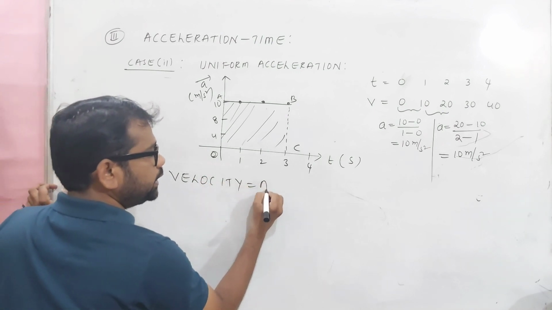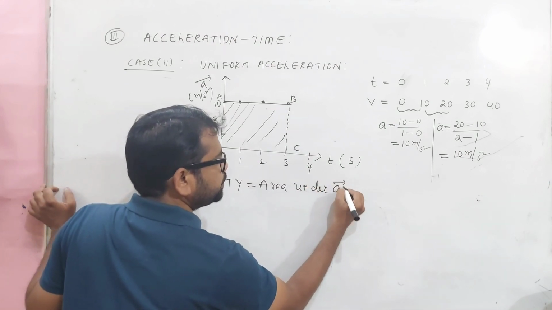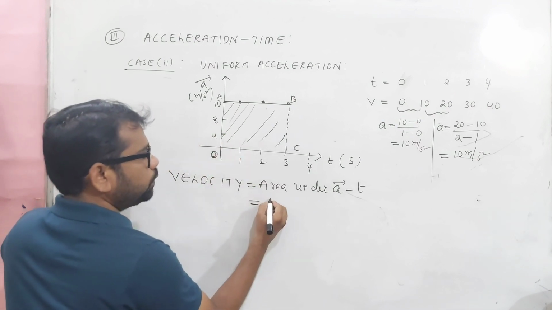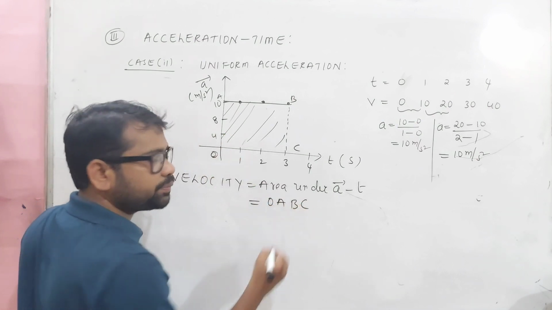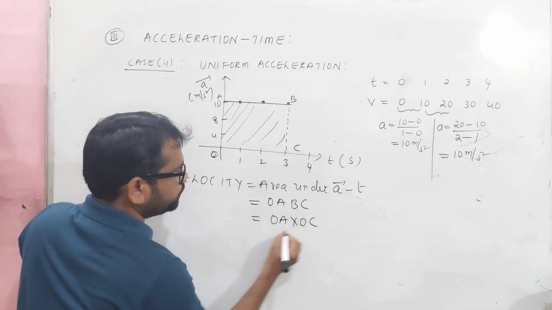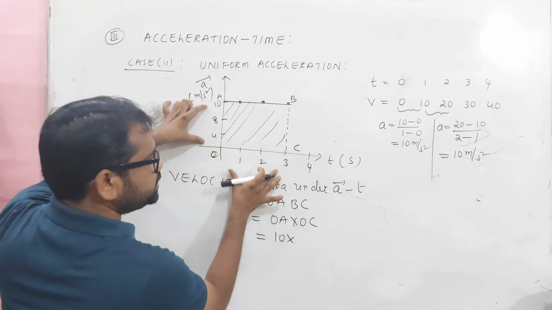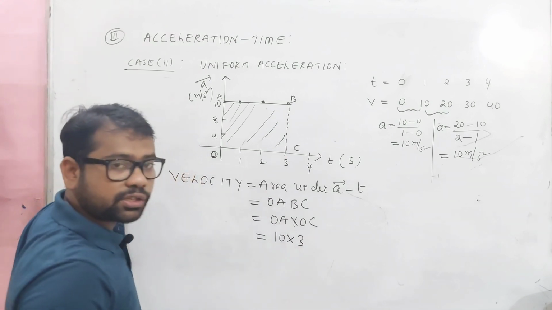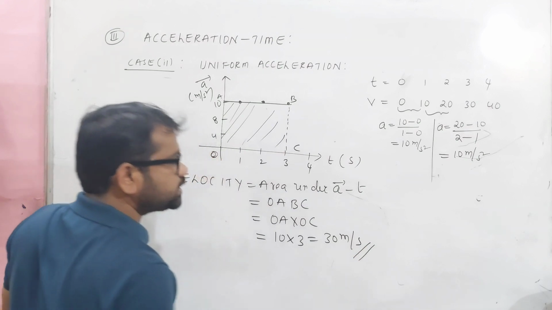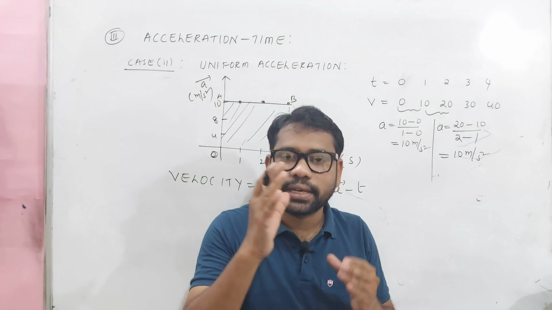Look here. How can we calculate the velocity? Velocity is equal to the area under the acceleration time graph. So the area of O, A, B, C is OA into OC. OA is 10 and OC is 3. So 10 into 3 is 30 meter per second. So children, this is how we can calculate the velocity or speed from an acceleration time graph.